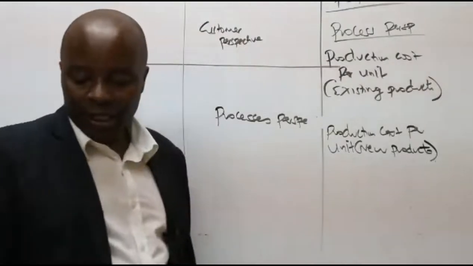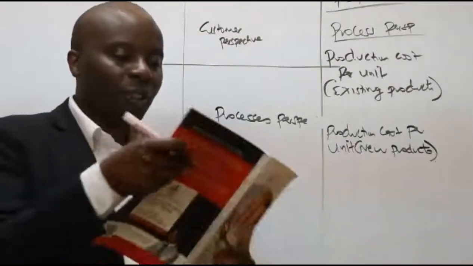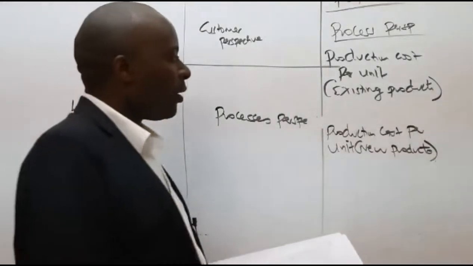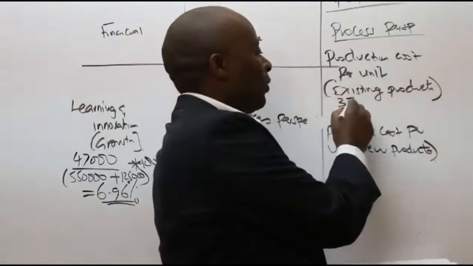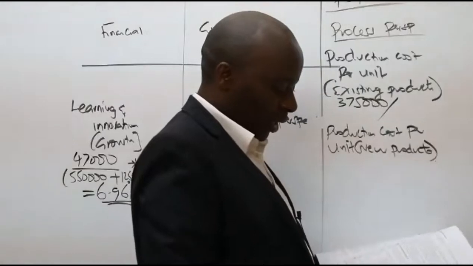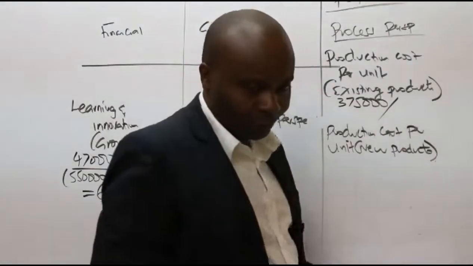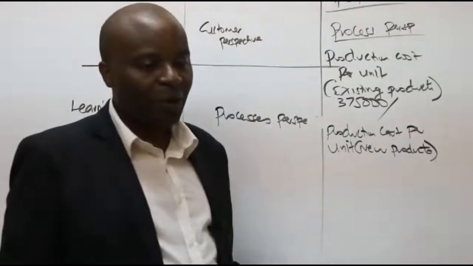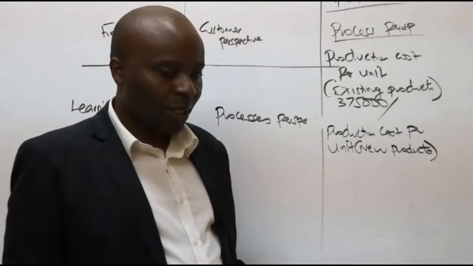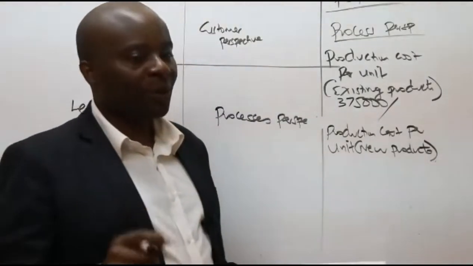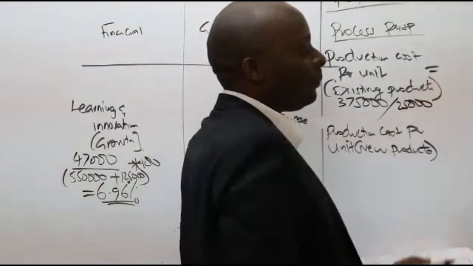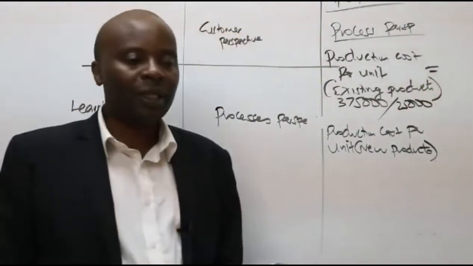So fortunately, they have given me the production cost. They've told me the production cost is 375,000 for the existing. So 375,000 divided by number of units to get per unit. So 375,000 divided by how many units, somebody, if you're following? Please talk to me. Divided by the existing product units, yes, which are 25,000. Could you kindly give me this answer?